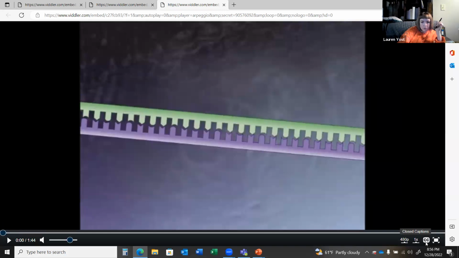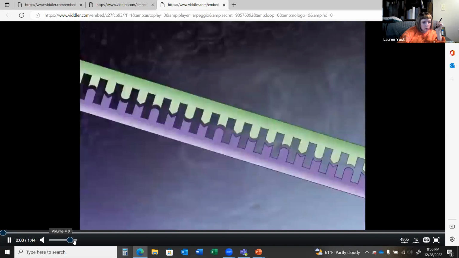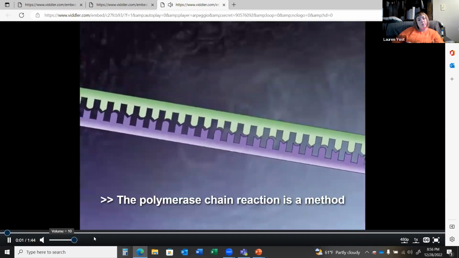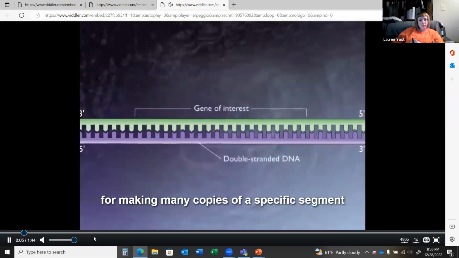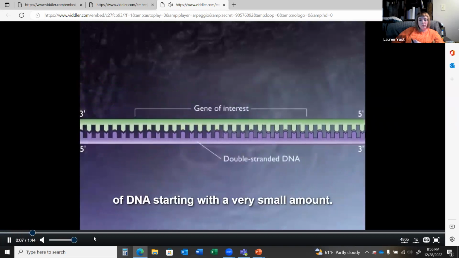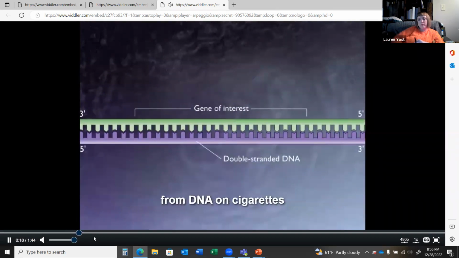Let's put this on first. The polymerase chain reaction is a method for making many copies of a specific segment of DNA, starting with a very small amount. This technique can be used to identify specific microorganisms from a small amount of DNA, and to identify persons involved in crimes from DNA on cigarettes or in a single hair follicle.